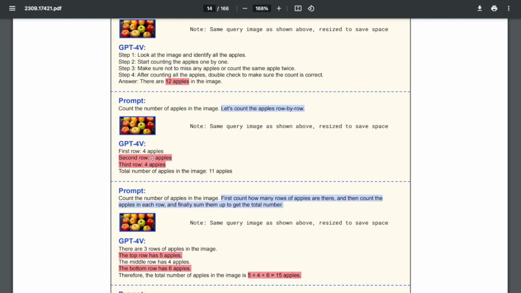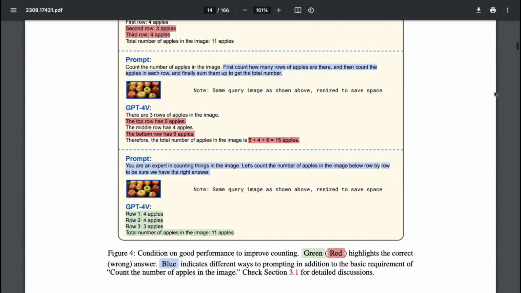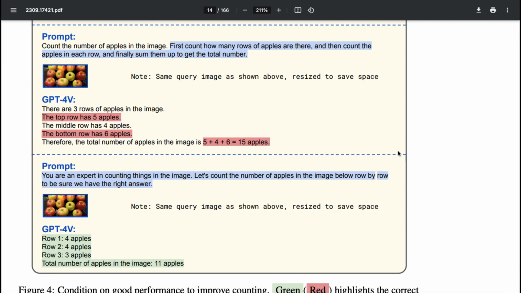And these are all the further ways to prompt it. Sometimes it gives you 15. And then finally, the prompt that gets it to work is, you are an expert in counting things in the image. Let's count the number of apples in the image below, row by row, to be sure we have the right answer. And this time it works.